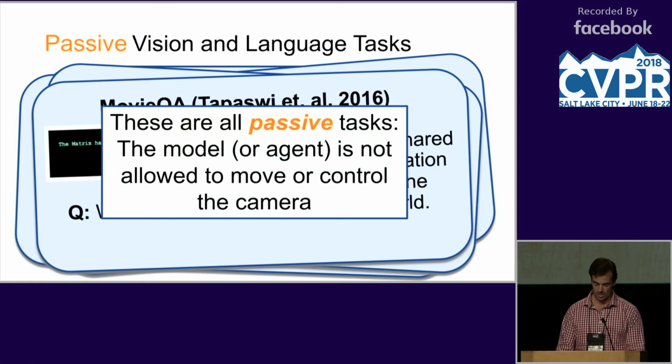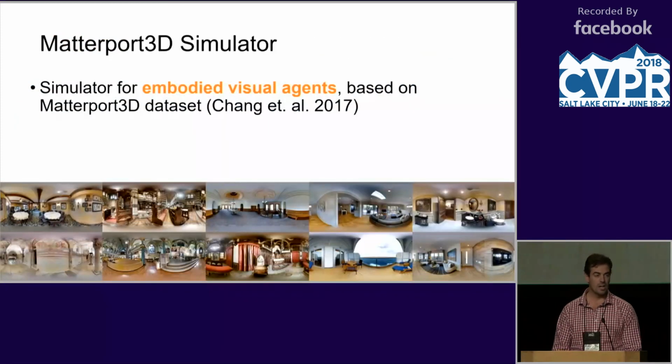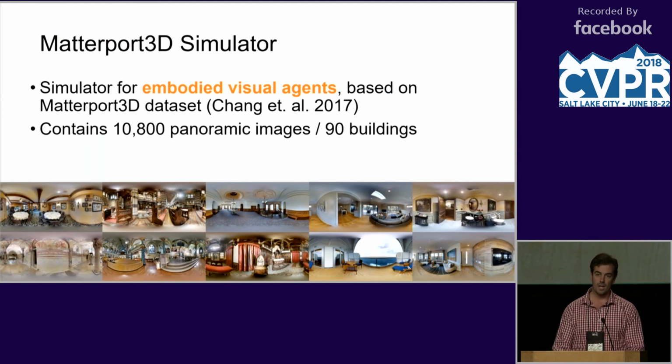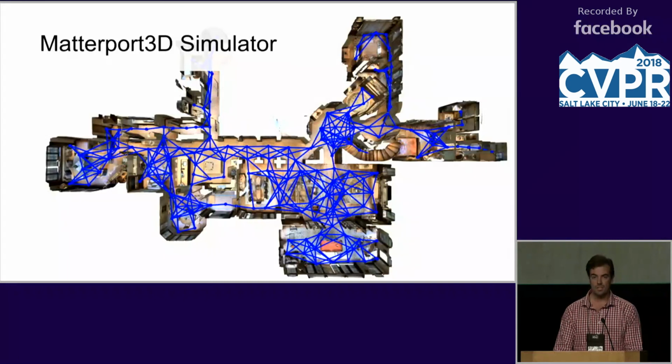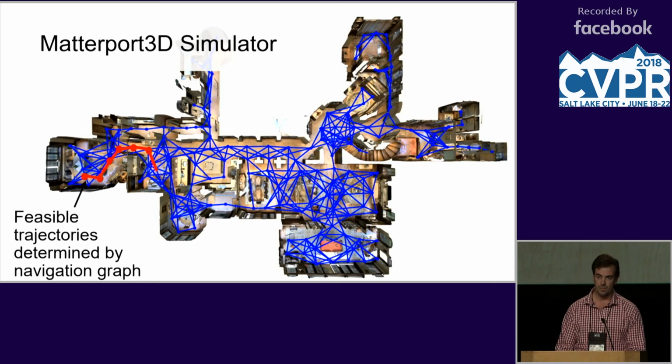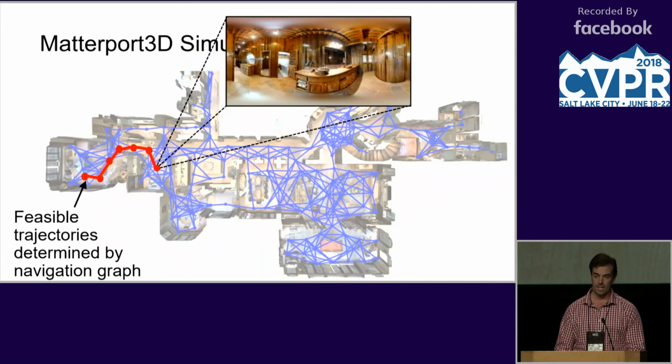So to overcome this limitation, in this work, we propose a simulator for embodied visual agents based on the Matterport3D dataset. This dataset contains densely sampled RGB and depth panoramas from 90 buildings, including homes, hotels, offices, and churches, as shown in some of these examples. To construct a simulator from this dataset, we allow the embodied agent to move through the environments by adopting positions coinciding with the location of the panoramic images, as shown in this navigation graph. At each position, the agent has continuous control over the camera, so it can look in any direction.